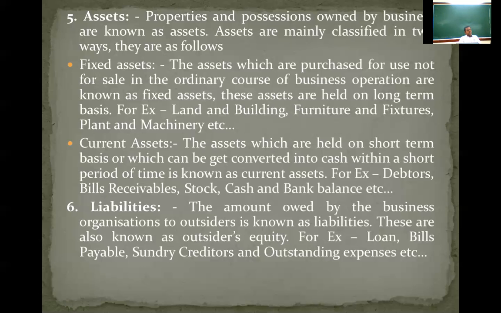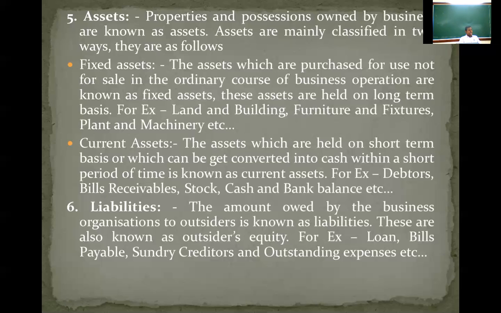So you can see the meaning of liability: the amount owed by the business organization to outsiders, meaning the money that the business needs to pay to outsiders, is called a liability. In other words, the debt owed by the business is known as liability. Here are some examples for liability, like loans, bills payable. What is the meaning of bills payable? Somebody has supplied goods to us on credit basis. We need to pay money to them. That is called what? Bills payable or sundry creditors.